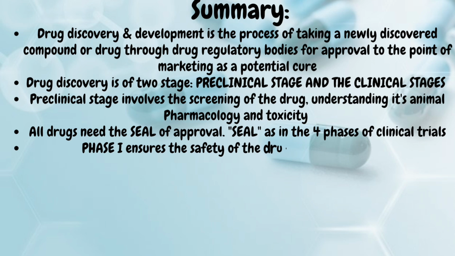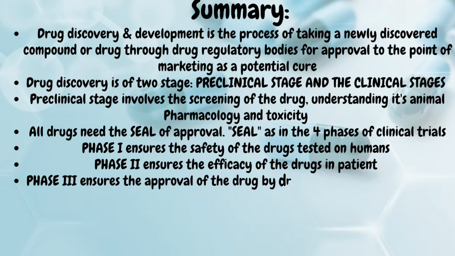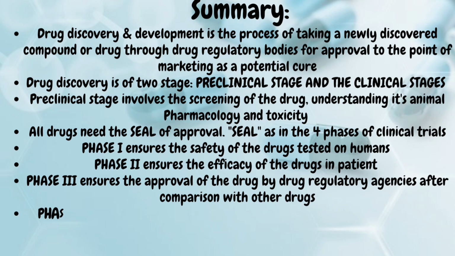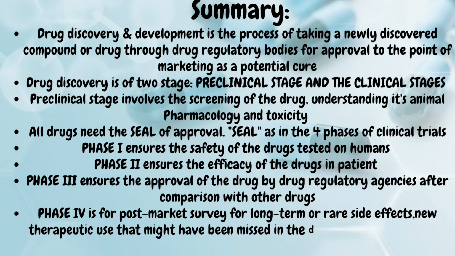Phase 1 ensures the safety of the drug tested on humans. Phase 2 ensures the efficacy of the drug in patients. Phase 3 ensures the approval of the drug by drug regulatory agencies after comparison with other drugs. And phase 4 is for post-market surveillance for long-term or rare side effects and new therapeutic uses that we might have missed in the drug development stages.